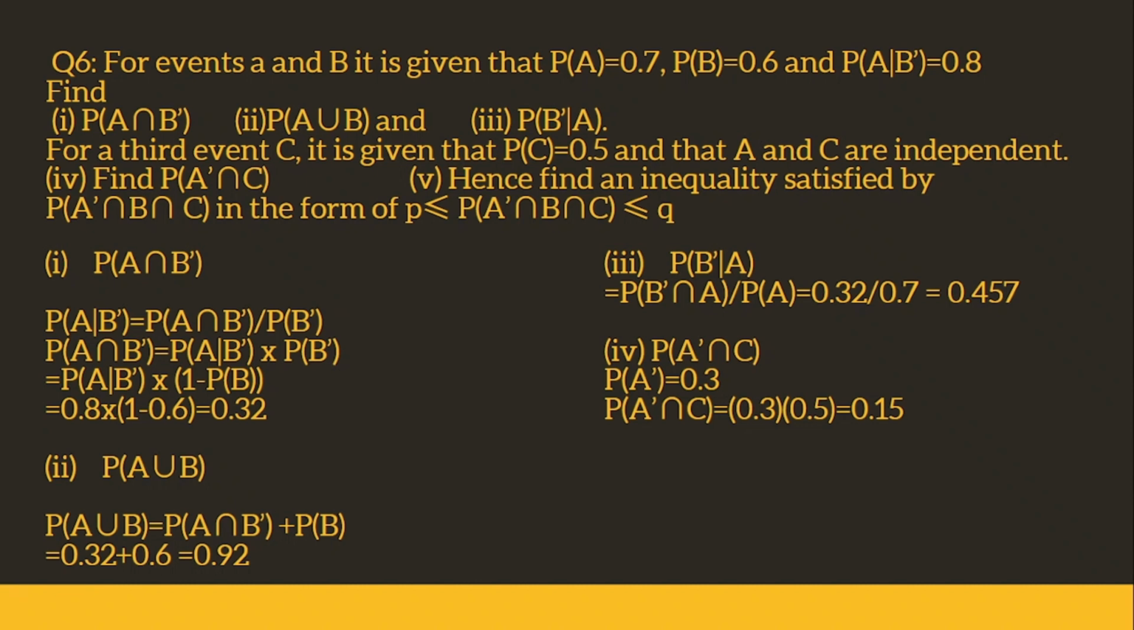Then in the case of finding the probability of B prime given A, we are just going to take the probability of B prime intersecting A divided by the probability of A, which in this case will just be 0.457. Then for part 4, finding the probability of A prime intersecting C, we just find the probability of A prime, 0.3, times the probability of C. Since the question already said that A and C are independent, so will A prime and C. So that is why we can just take our 0.3 times our 0.5 to equal 0.15 to get the answer.